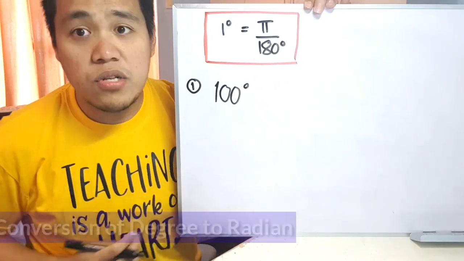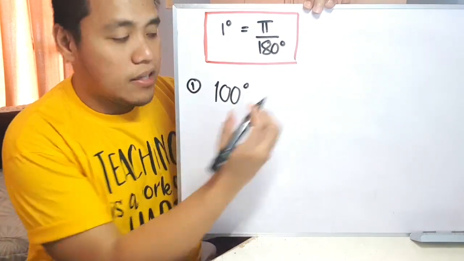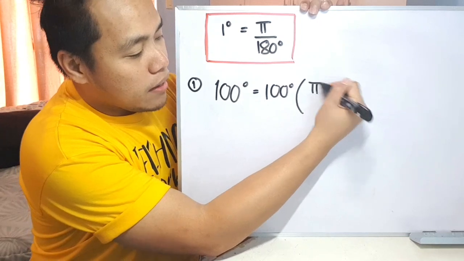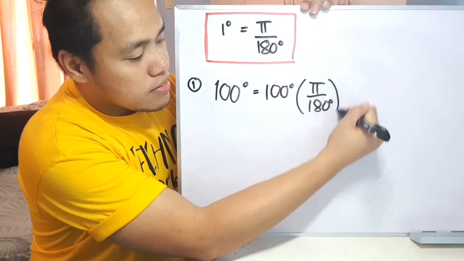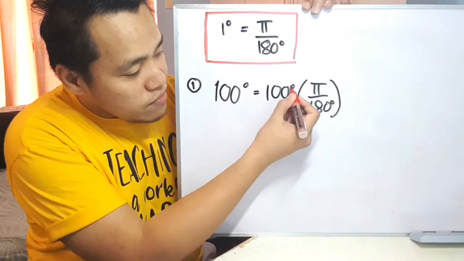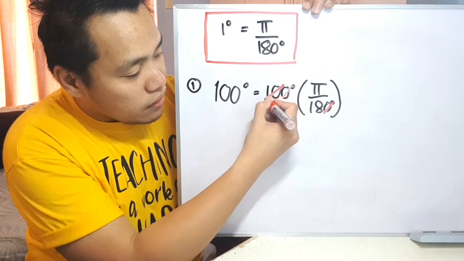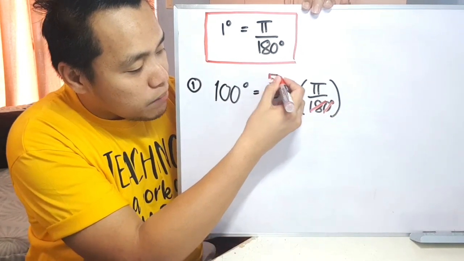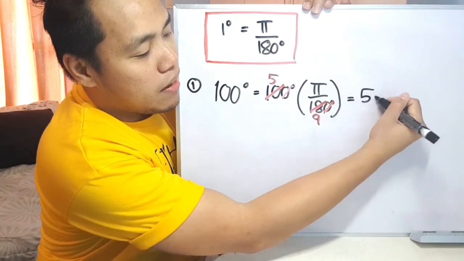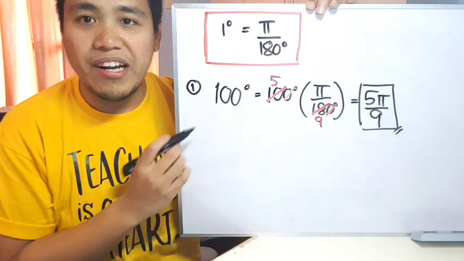Let's have some examples. What is 100 degrees in radians? Since 1 degree is equivalent to pi over 180, you will simply multiply 100 degrees by pi over 180. Of course, you have to simplify this. If you have a numerator and denominator, we can use cancellation. Since you have 0 at the last part, you may cancel the 0. Then we can simplify 10 over 18. They are both divisible by 2, so this will become 5 and this will become 9. So the final answer, by simplifying, is pi over 9. This is the radian equivalent of 100 degrees.